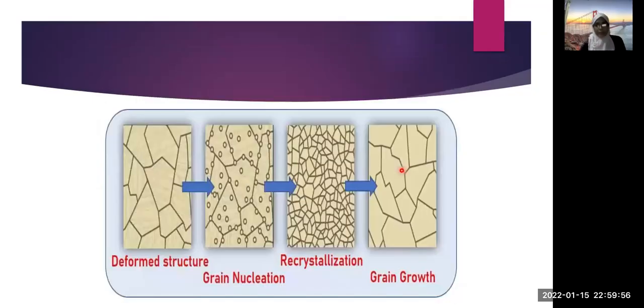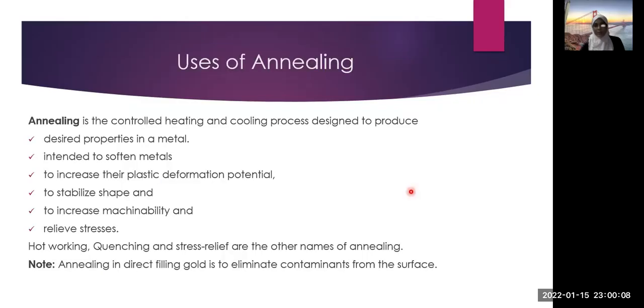Yes. So again, this represents the same. You have a deformed structure with grain nucleation, which undergoes recrystallization, and then after recrystallization, it grows. Yes. So why do we do this annealing? Why is it that we have to do annealing?